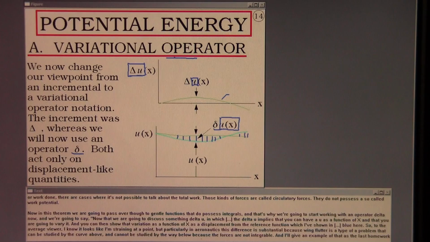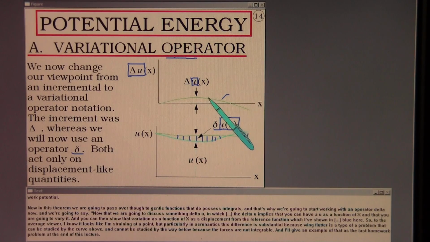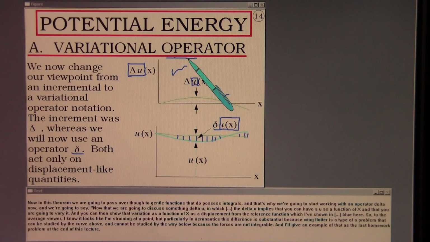So to the average viewer, I know it looks like I'm straining at a point, but particularly in aeronautics, this difference is substantial because wing flutter is a type of problem that can be studied by the curve above and cannot be studied by the way below because the forces are not integrable. And I'll give an example of that as the last homework problem at the end of this lecture.